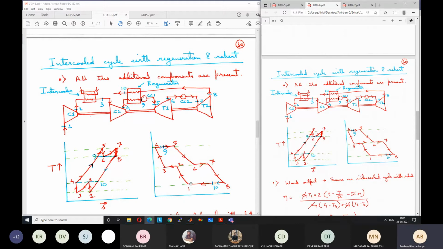The same thing can again be plotted on the PV diagram. 1 to 2 is the isentropic compression, 2 to 3 is constant pressure heat rejection, 3 to 4 is the second isentropic compression, 4 to 9 is the constant pressure heat addition in the regenerator, 9 to 5 is the constant pressure heat addition in the first combustion chamber, 5 to 6 is the isentropic expansion in the first, high pressure turbine, 6 to 7 is the constant pressure heat addition in the second combustion chamber, and 7 to 8 is the isentropic expansion in the low pressure turbine. 8 to 10 is the heat rejection from the exhaust gases in the regenerator, and 10 to 1 we are closing the cycle assuming constant pressure heat rejection, but in real life the cycle will remain open.